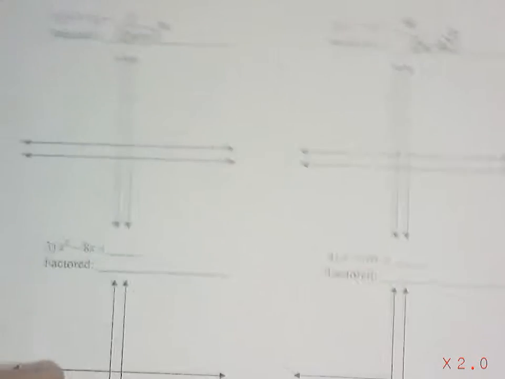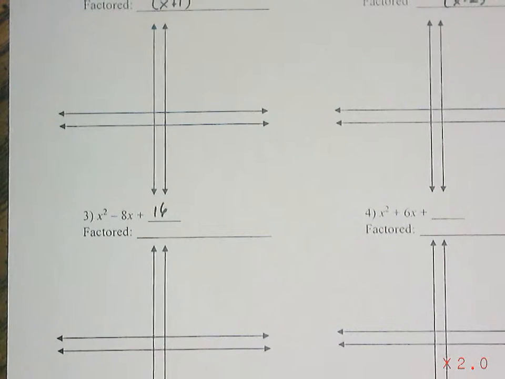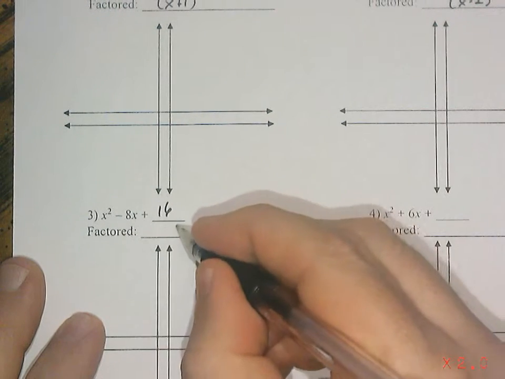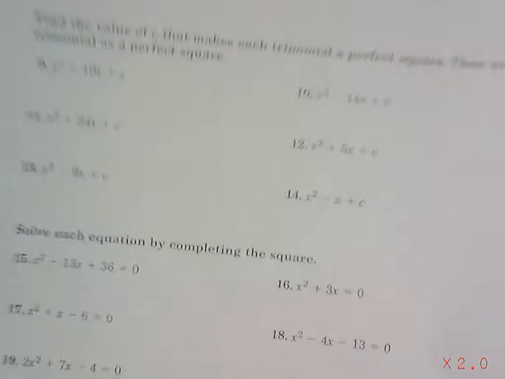Let's look at number 3, negative 8. Divide negative 8 by 2, you get negative 4. Negative 4 squared is 16. And then I would be using negative 4 in my factored form, and it would be x minus 4 squared. Okay, that's pretty much all you're doing. Let's look on the back here.